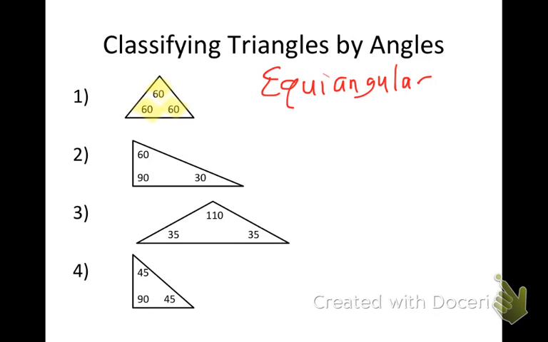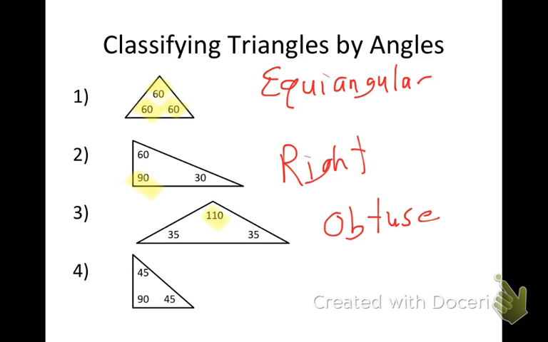Number 2, I have a 30, 60, 90. What type of triangle would that give me, Wilson? Right. That'd give me a right triangle. Again, that's a right triangle because I have a 90-degree angle. Number 3, what are you thinking there, Katie? It'd be an obtuse triangle because I have an obtuse angle.